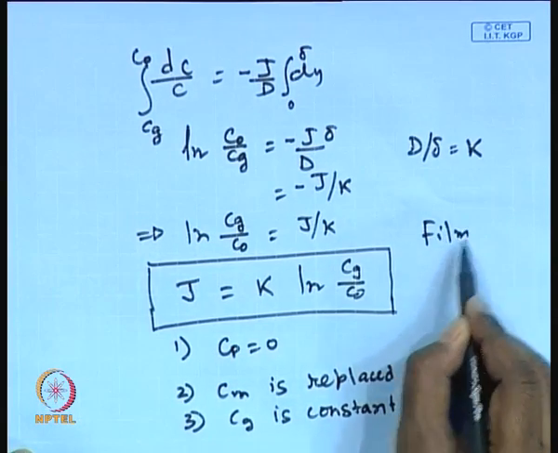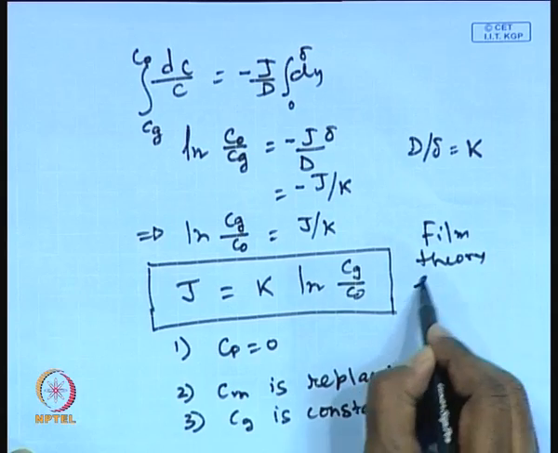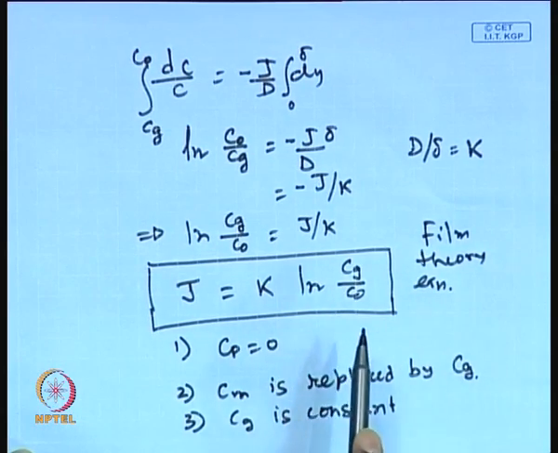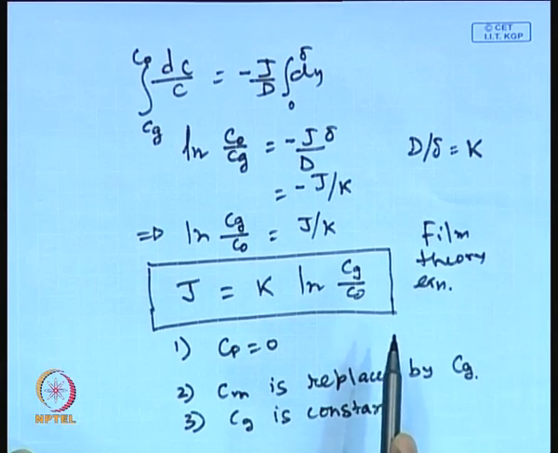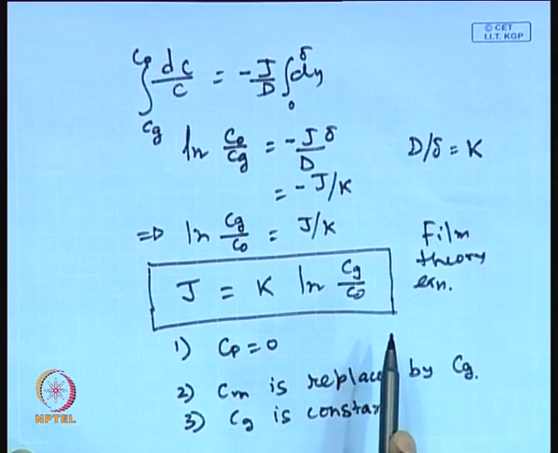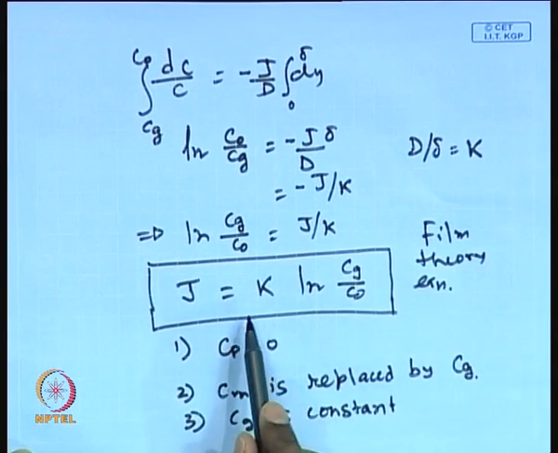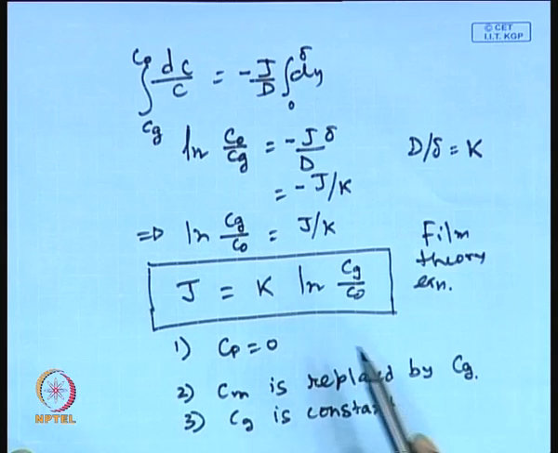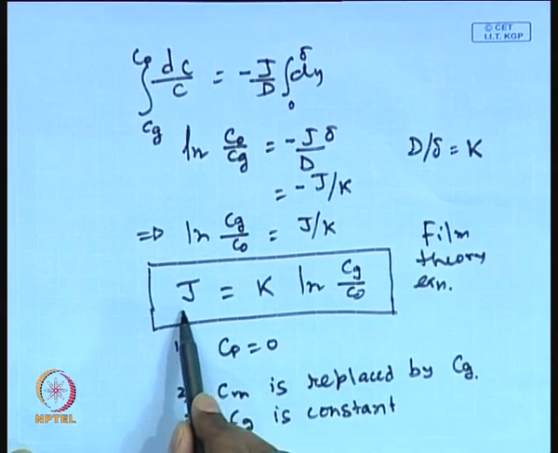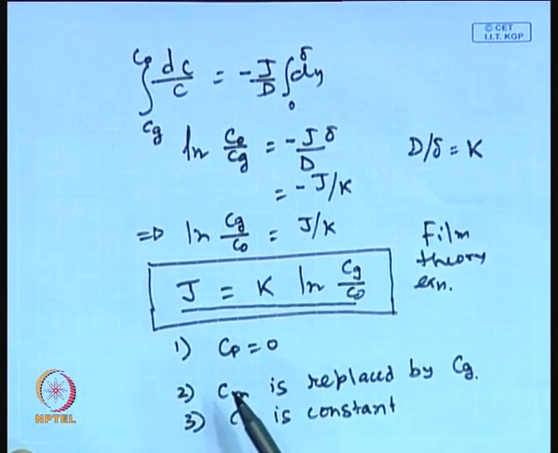So this is the film theory equation for gel layer controlled filtration. And whenever we are talking about the calculation of the system performance, we are talking about the productivity or the permeate flux as well as the permeate quality. But the permeate quality, Cp, is always zero in gel layer controlled filtration. So there is no question of permeate quality, but this expression gives you the productivity or the permeate flux of the system. Now, what are the shortcomings of this model?